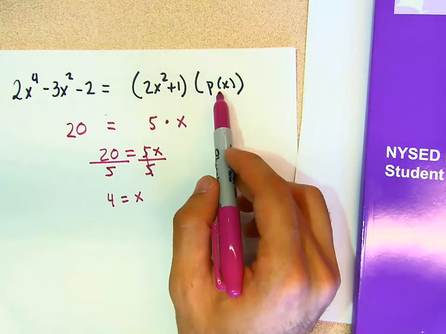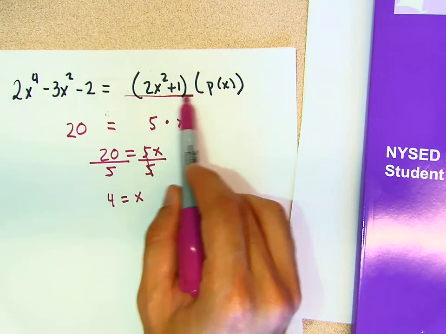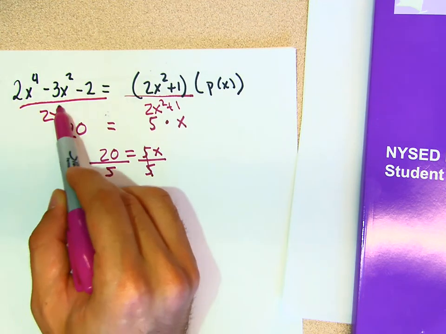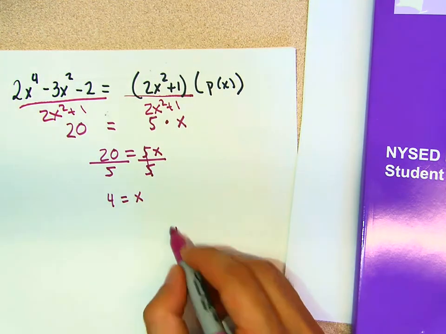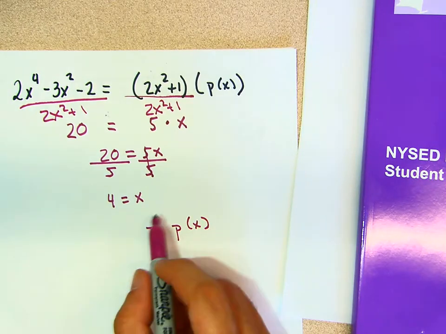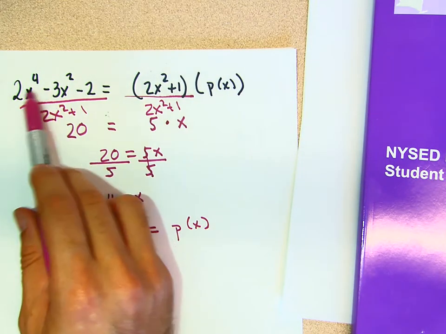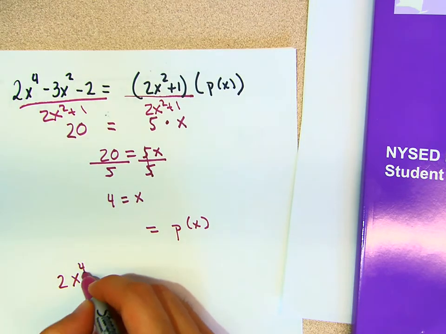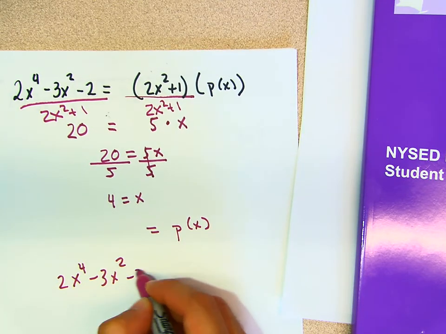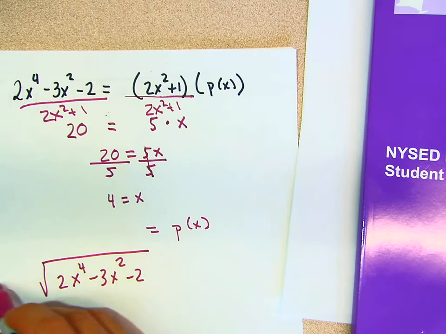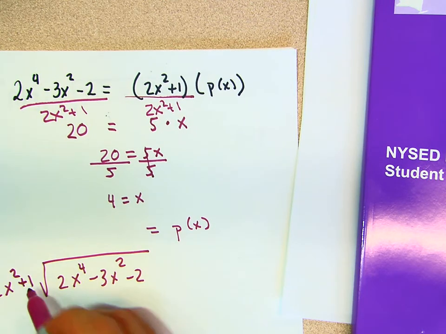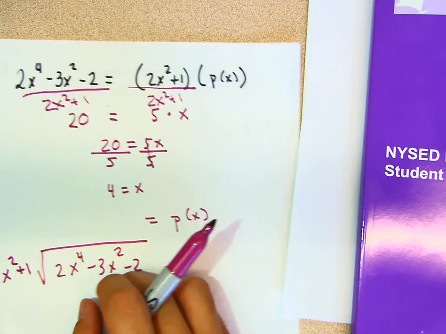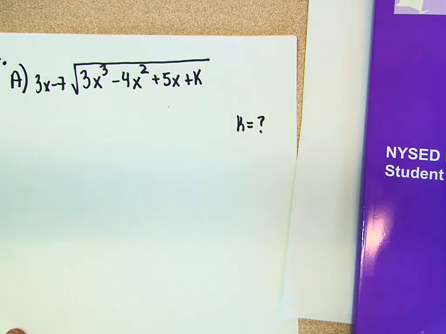You see here, you're going to divide 2x squared plus 1 on both sides. And then you get p of x by itself. So basically all they're asking you to do is to do long division with this. So then you just do 2x to the 4th minus 3x squared minus 2 divided by 2x squared plus 1. Okay? And that's all you do. So you could definitely do that. Let's go to number 7.